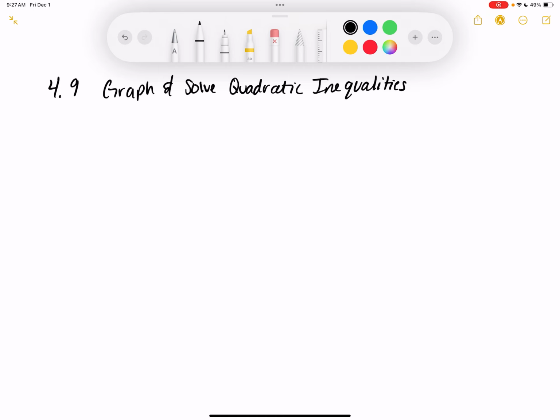So I know you said that there wasn't a notes video because it's super short, so I'm just going to give you this information really fast. So, quadratic inequalities in two variables.